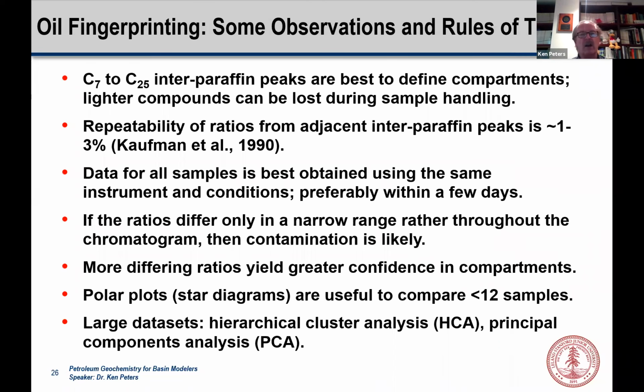So for oil fingerprinting, here are some rules of thumb. Generally C7 to C25. Interparaffin peaks, not the paraffins, not the alkanes, but the other peaks between, are best to define the compartments. Watch out for the lighter compounds because you can lose those during sample handling. And that's one reason why we use adjacent peaks. You don't want to ratio a really light compound to a much heavier compound because that light compound might be preferentially lost in some of your samples.